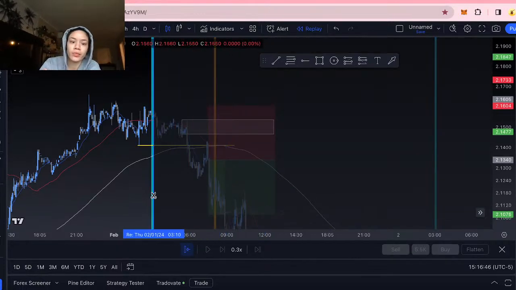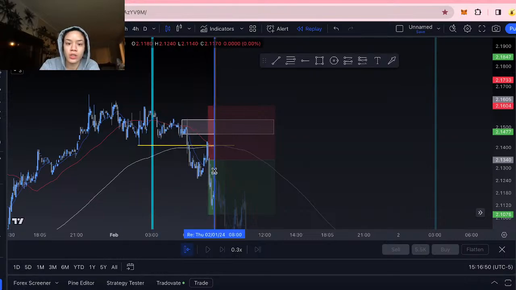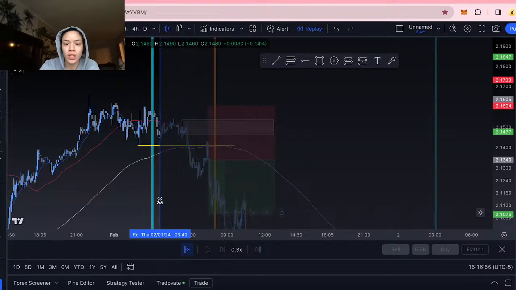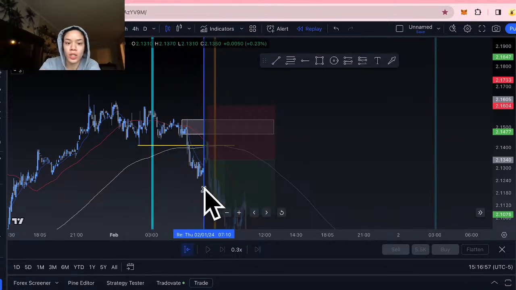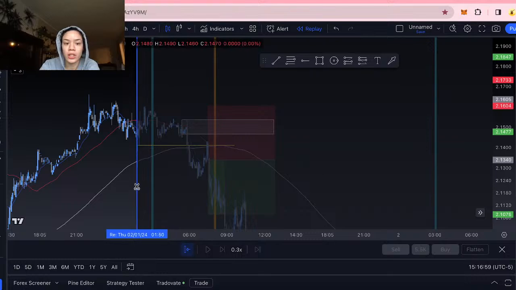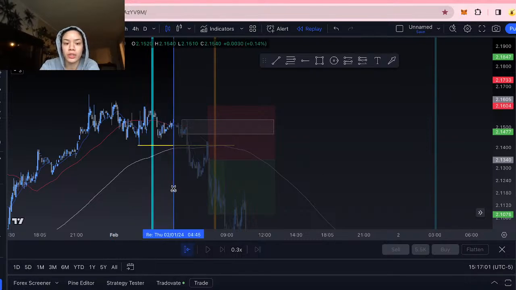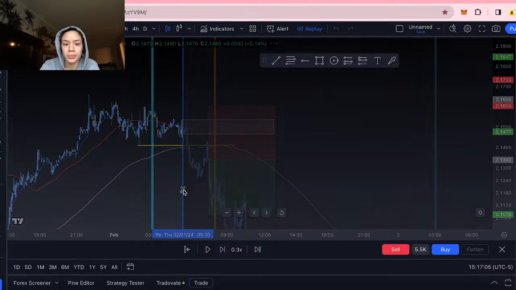So usually I always trade in between these sessions. This is when London starts, and this is when New York pretty much starts at 8 o'clock. I usually try to find my setup between here, and then I'm looking beforehand to see where that break of structure was. So I'm just going to bring it over here.